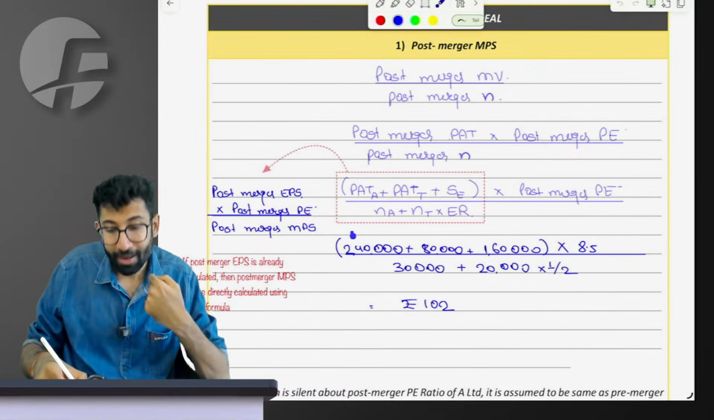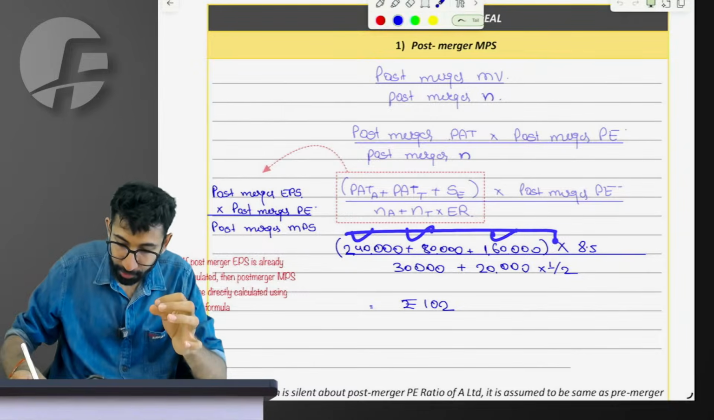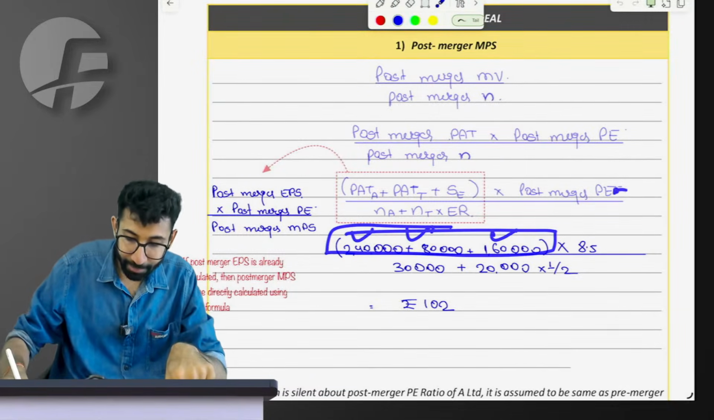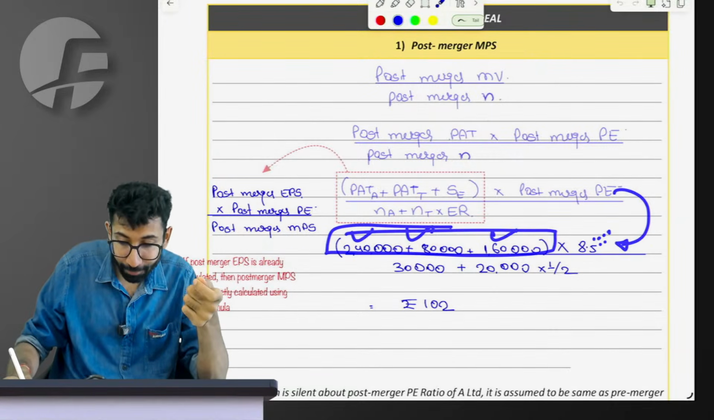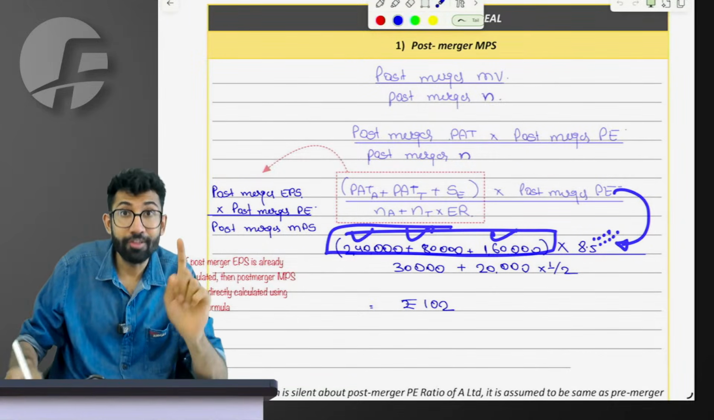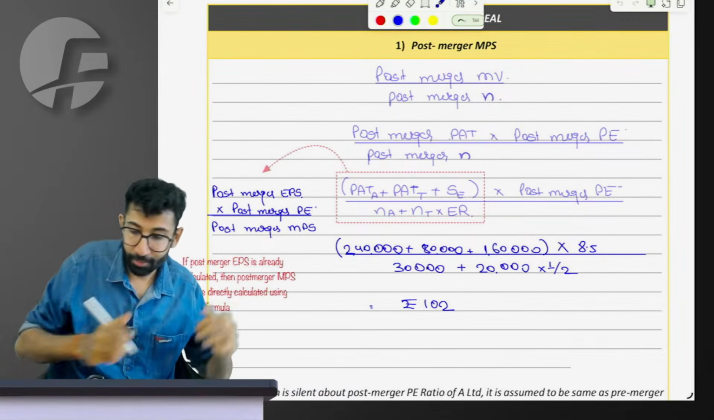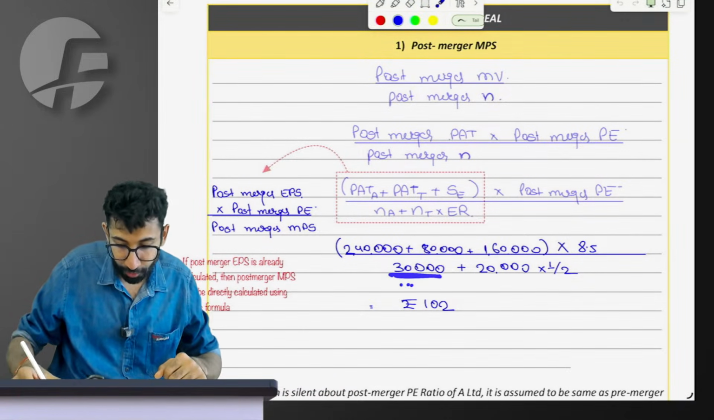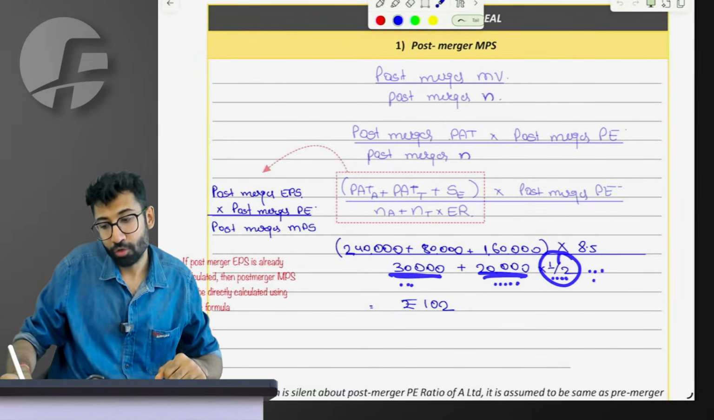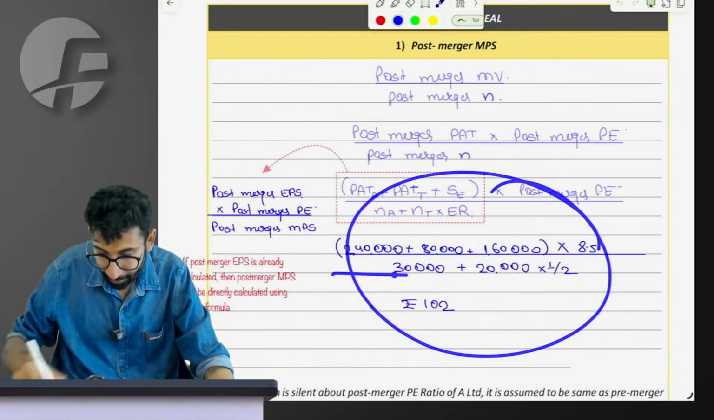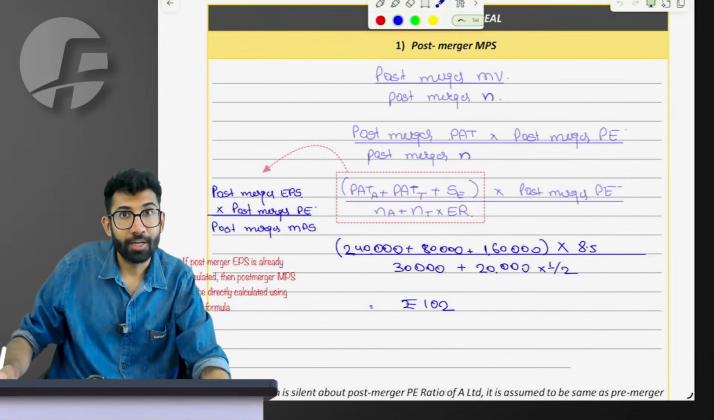So I will say my PAT 240, your PAT 80, synergy in PAT 160. Is it the post-merger PAT? Yes, sir. Multiplied by post-merger PE of 8.5. Post-merger PAT multiplied by post-merger PE of 8.5 gives you the post-merger market value, and that total value is distributable to the total number of share. Sir, 30,000 are my number of share, and against your number of share of 20,000, what I give you is the exchange ratio of 1/2. Are you all agreeing to it?